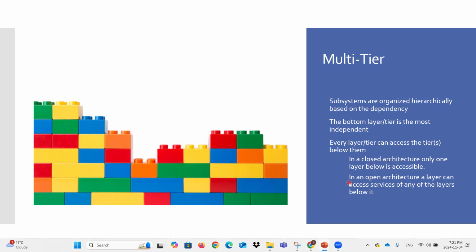In the open architecture, every layer can access any of the services provided from all the layers beneath it. So if you are in the fourth layer, you can access in your code any of the classes implemented in any of the components in the layers beneath it. That would be called the open architecture.